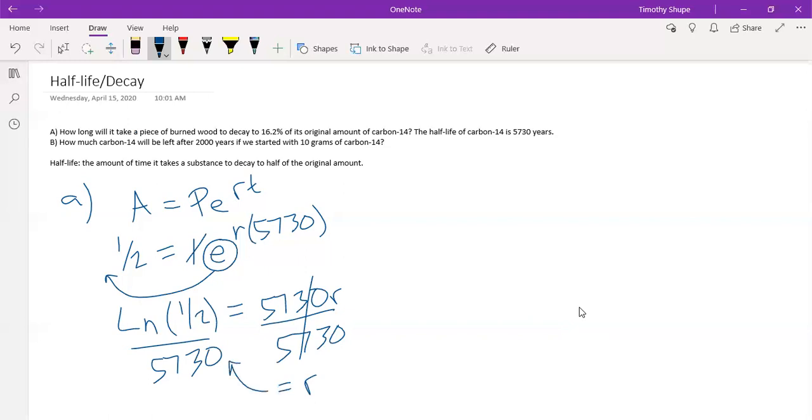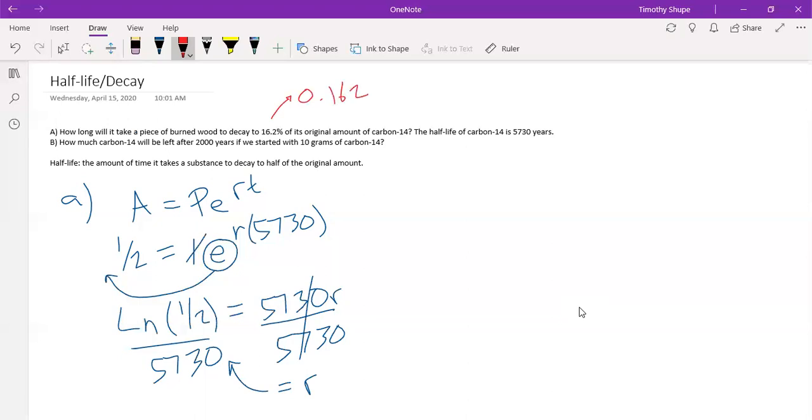And I'm going to leave it as that fraction for now so that we can be more accurate in our calculations later. So then the second part of that was we wanted to know how long it is going to take to get down to 16.2% of the original value. So 16.2% as a decimal, if I change that, would be 0.162.